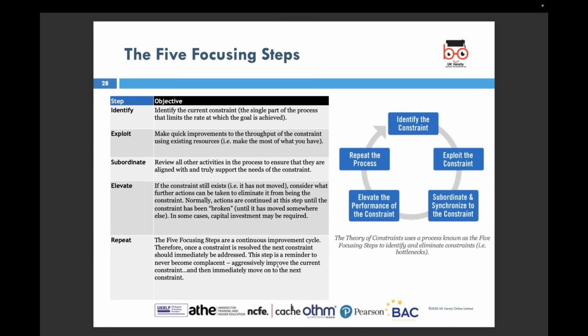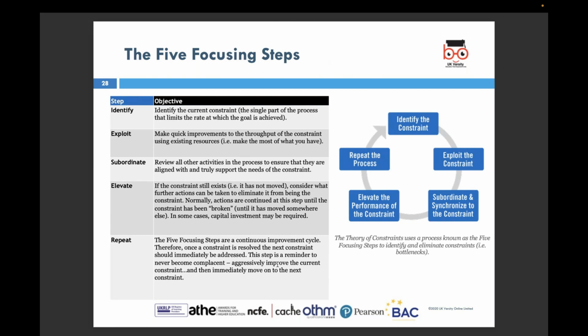The next one is exploit. Once we have identified the constraint, the next step is to exploit it. Exploiting means making a quick improvement to the throughput of the constraint using existing resources. It involves maximizing the efficiency and effectiveness of the constraint to get the most out of what we already have.